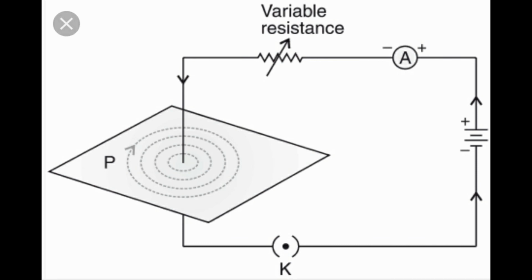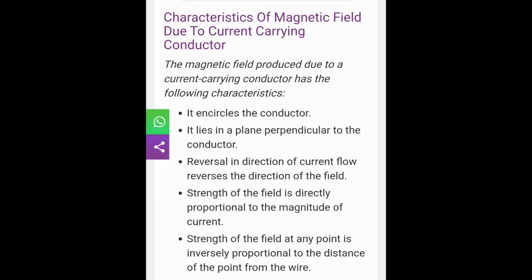If the current is increased, the deflection also increases. It indicates that the magnitude of the magnetic field produced at a given point increases as the current through the wire increases. The magnetic field produced by a given current in a conductor decreases as the distance from it increases. Concentric circles representing the magnetic field around a current carrying straight wire become larger and larger as we move away from it.